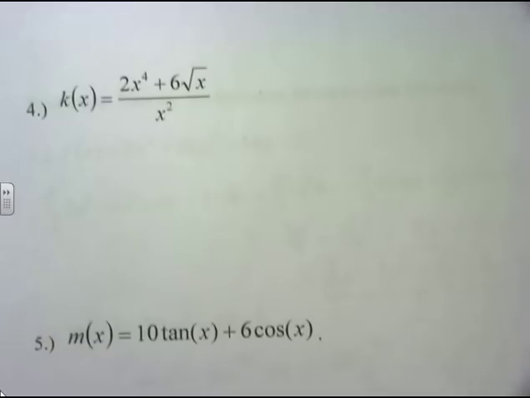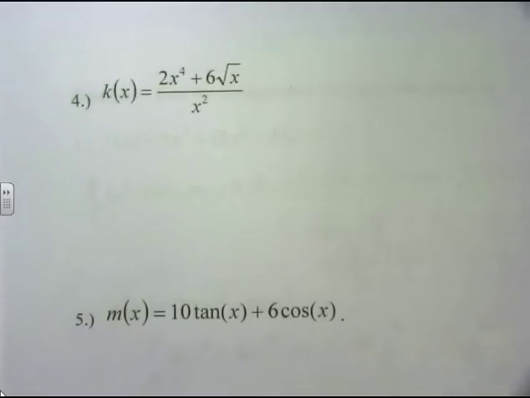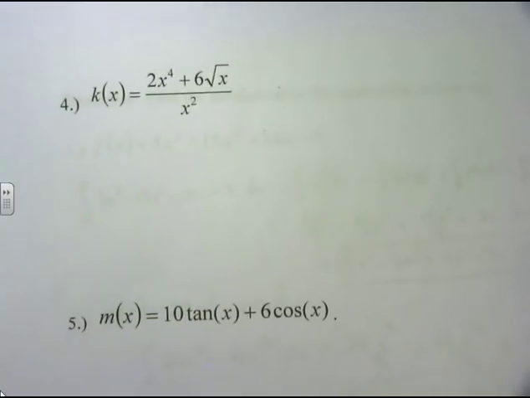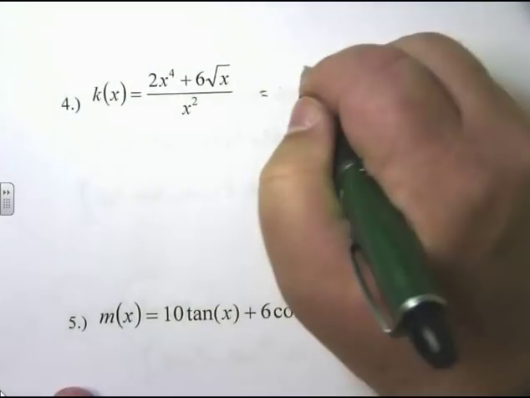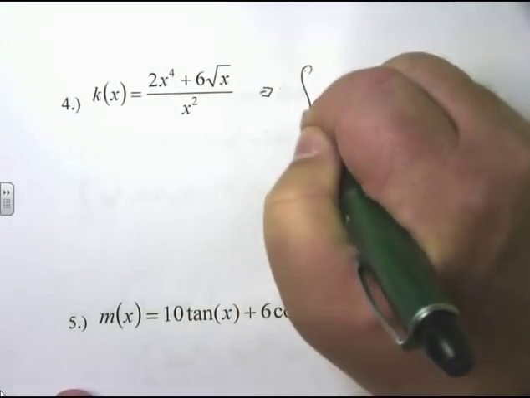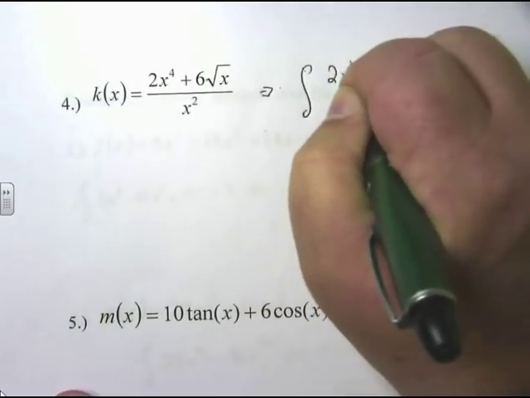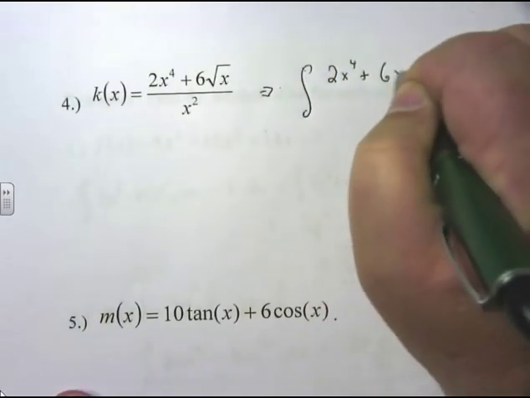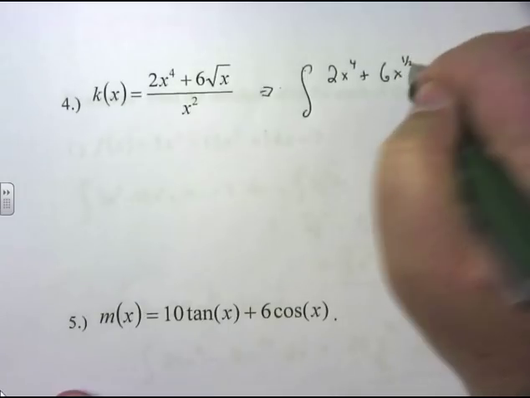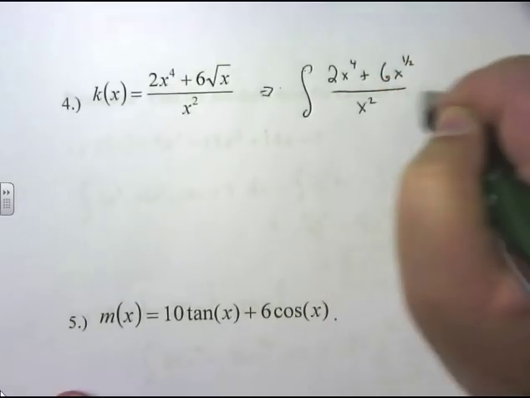Okay, take a look at number 4 here. You're supposed to, again, same directions. Find the antiderivative of this particular function. So we want to do the integral of 2x to the 4th plus 6x, I don't do square roots, that's a half a power, over x squared dx.